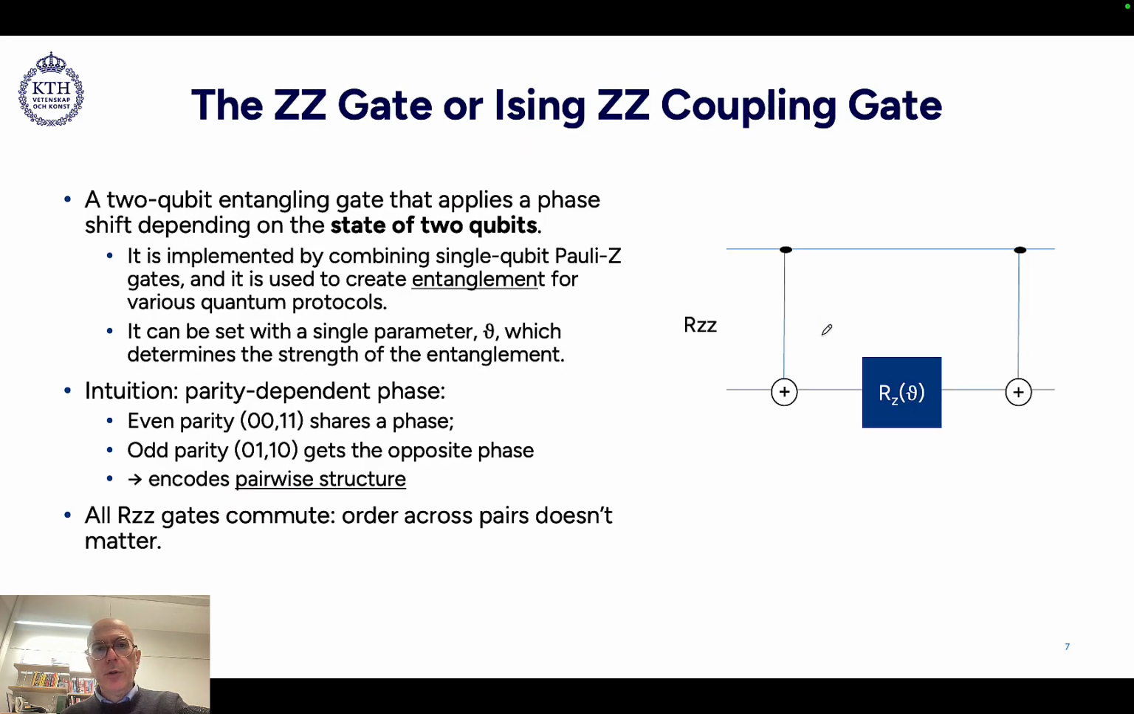I want to say a few words about an important feature map called the ZZ feature map, which relies on the so-called ZZ gate, also called the Ising ZZ coupling gate.